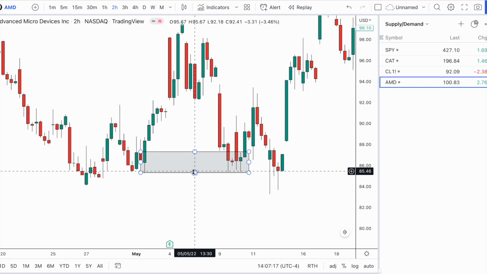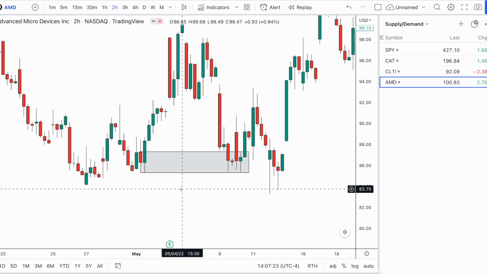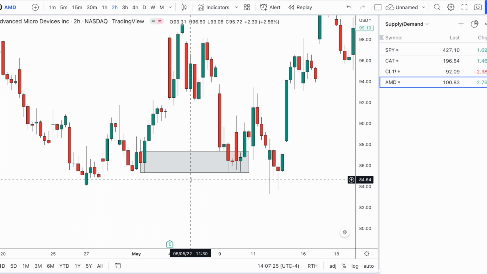This ends up becoming more of a support and resistance play than a supply and demand play. I focus on trading supply and demand, not support and resistance, because support and resistance tends to fail more.